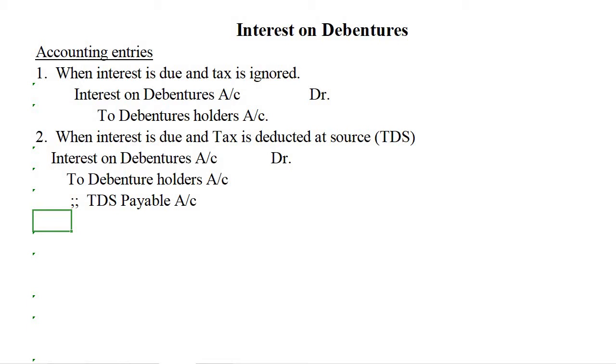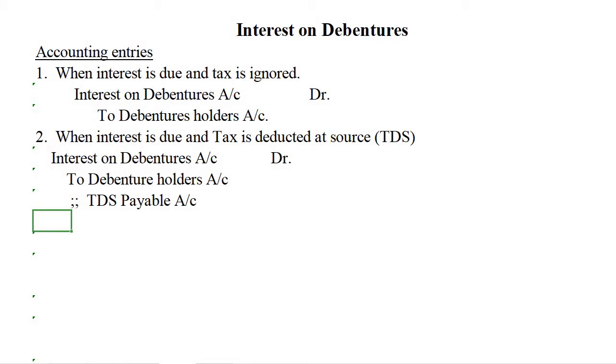Understood? For example, interest on debenture is 10,000. So in the first journal entry you can write the interest on debenture account at 10,000. Then TDS payable is 10%. So for credit you have to write TDS payable as 1,000. That means 10% of 10,000. And the 9,000 will be written against the debenture holders account. Okay, this is very simple. So in that way we have to write.